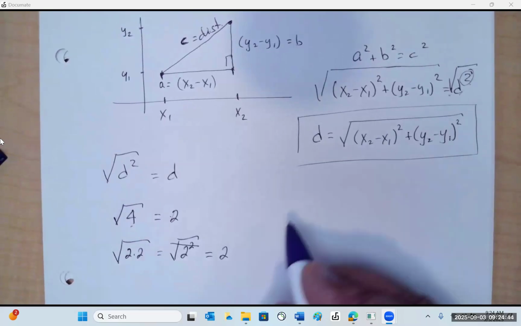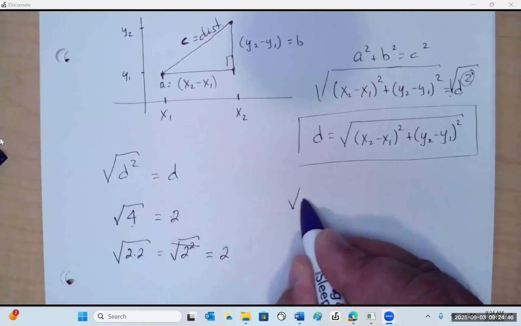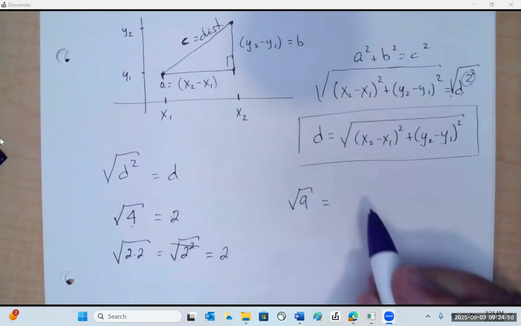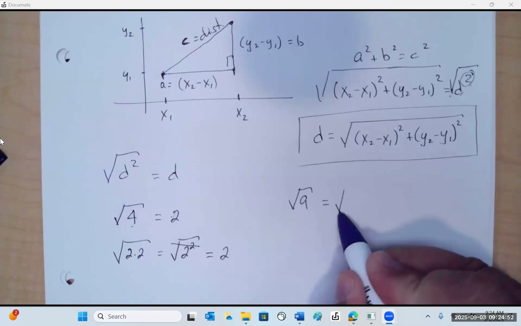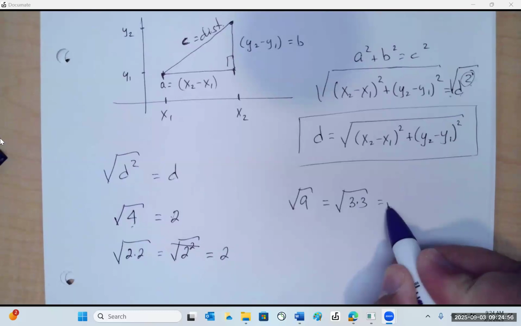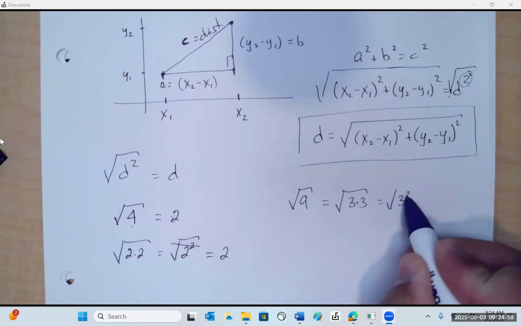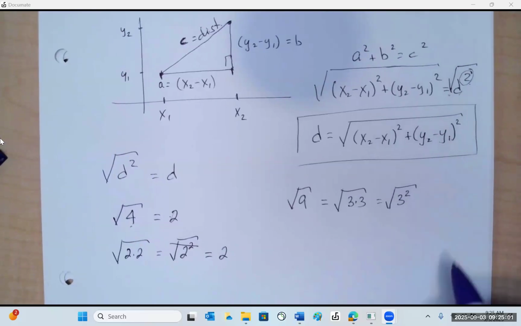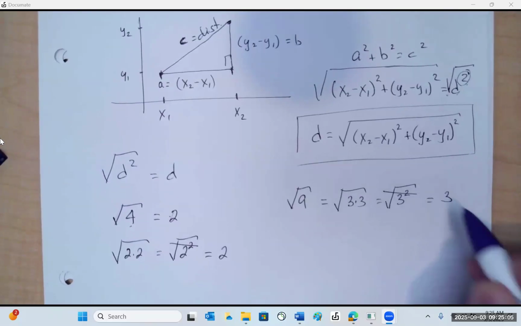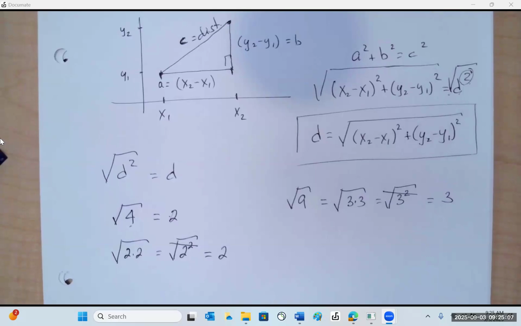Or I could use the square root of 9. 9 is made up of what? 3 times 3, which is the same thing as 3 squared. The square root and the square cancel out, which leaves us with 3. That's how it works.